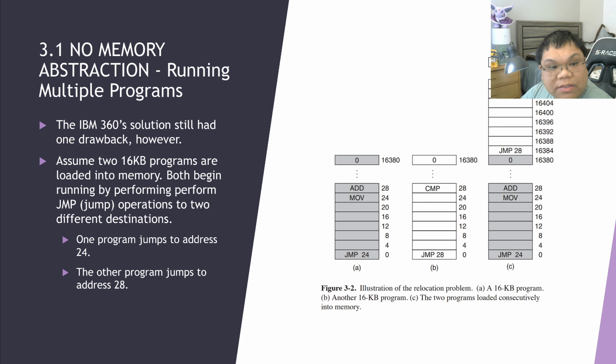Assume 2 16 kilobyte programs are loaded into memory. Both begin running by performing some jump instruction. One program jumps to address 24. The other program jumps to address 28. So here, A and B, those are the 2 programs, but separately. But in C, we load both programs into the same area of memory. So in one section of memory, we have the first program. In another section of memory, we have the second program.